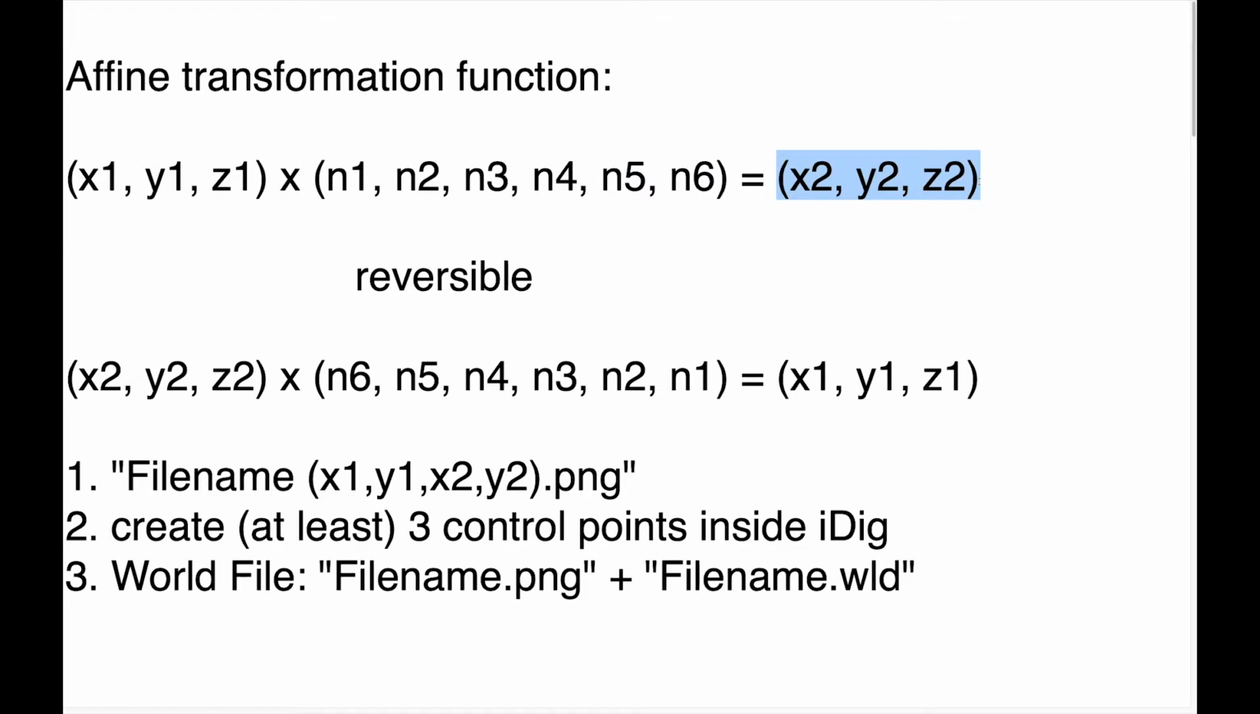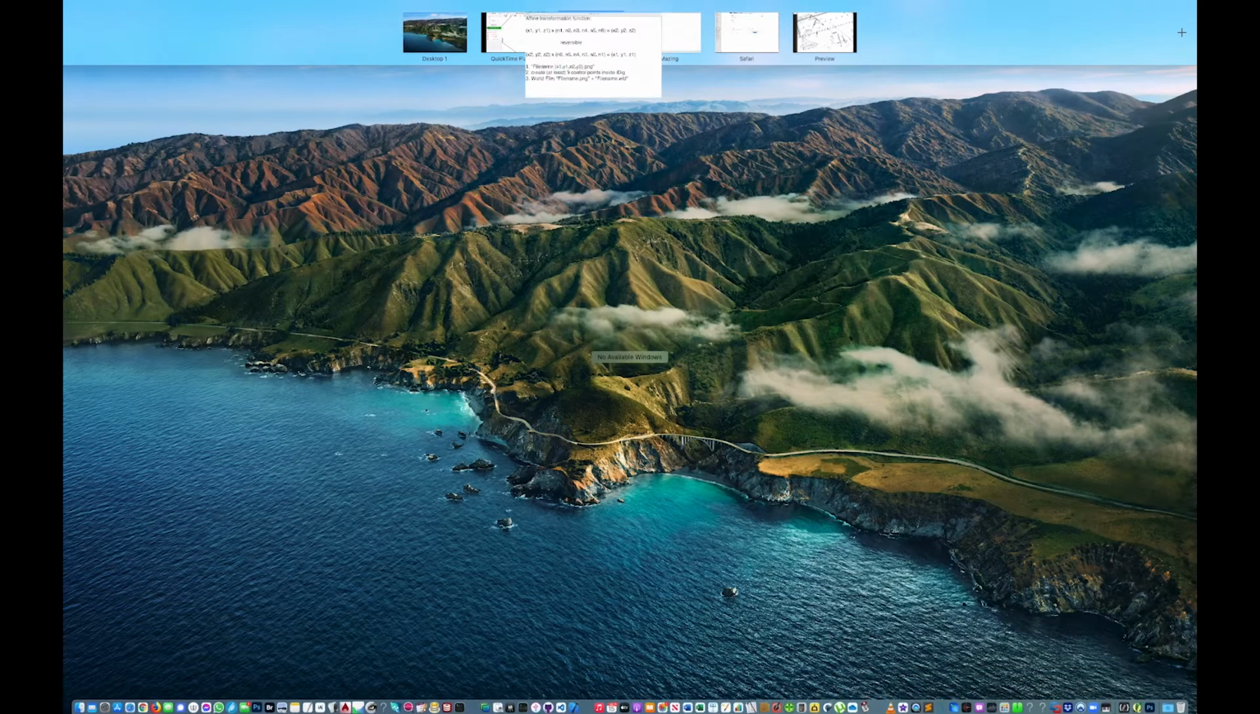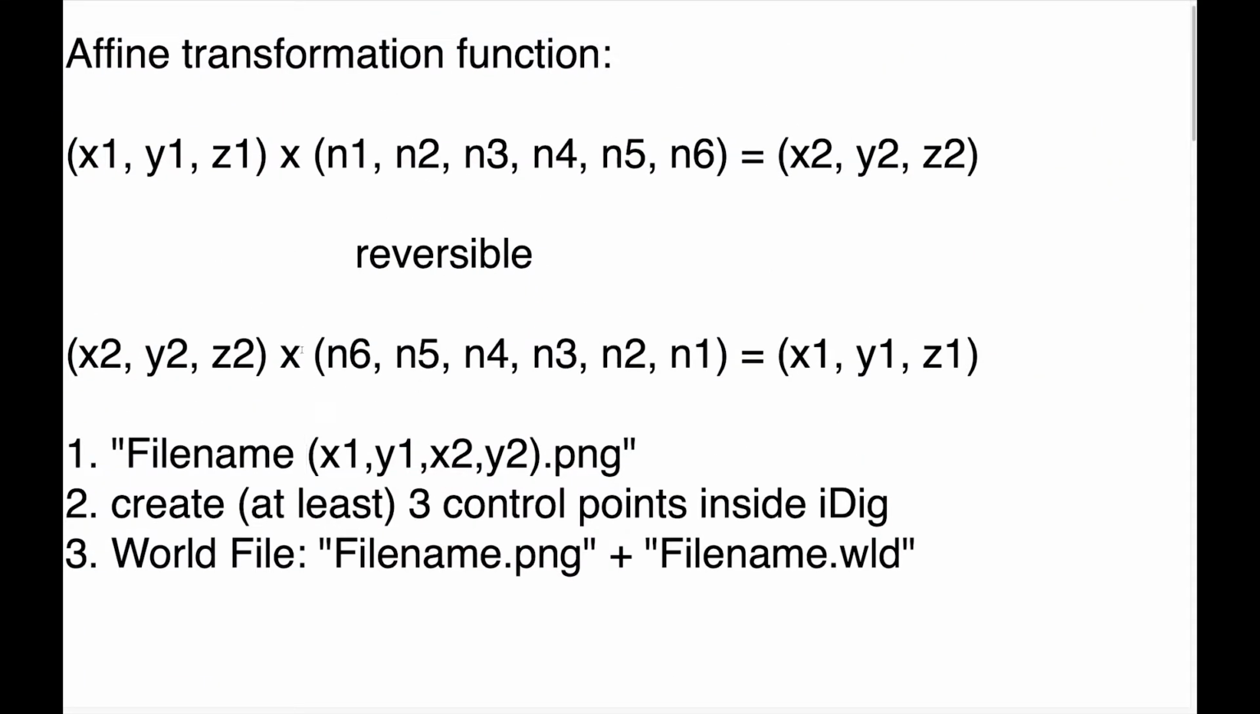The really nice thing about these affine transformation functions is that you can reverse them. You can take those same 6 numbers, rearrange them in a different order, and then multiply your point in meters, say, to go back to pixels. So it can go both ways.